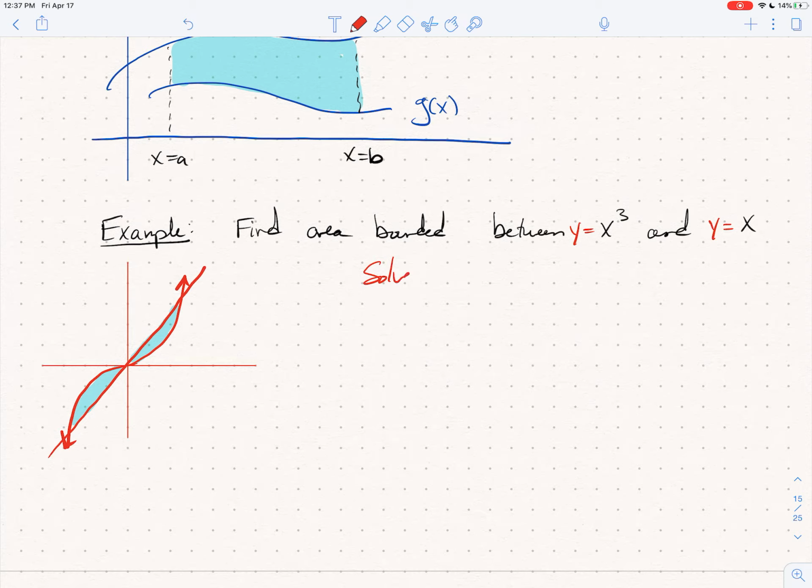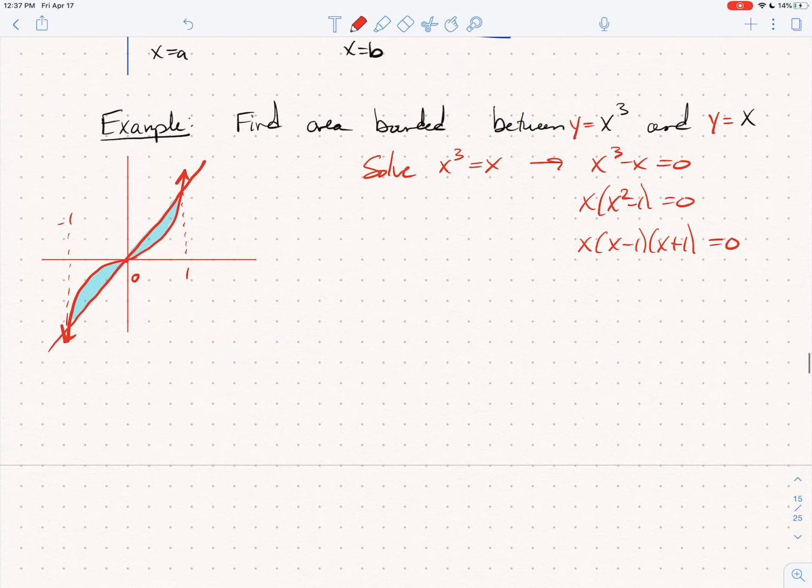So you can actually solve where these curves are equal. x cubed equals x. You get x cubed minus x is 0, so we get x times x squared minus 1 is 0, so I get x times x minus 1 times x plus 1 equals 0. So the intersection points are happening at 1, and then at -1, and then at 0. And so now for the total area, I can write that down. The total area is going to be a1 plus a2. And let's make this area a1 and this area a2.